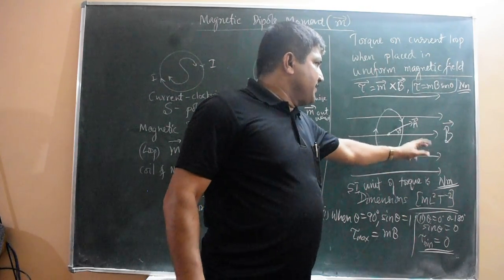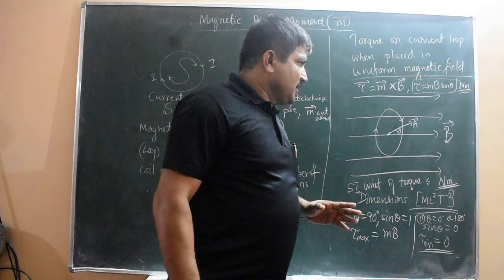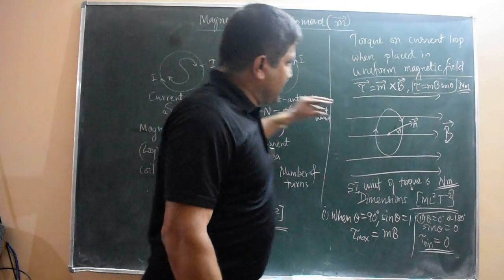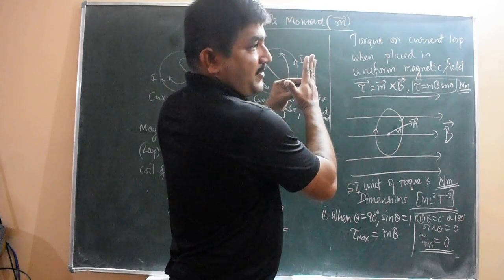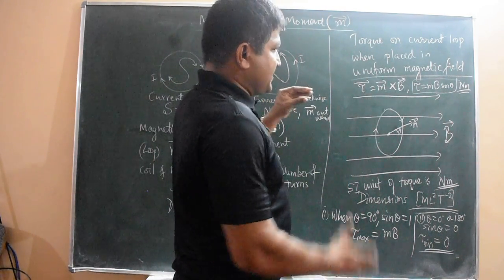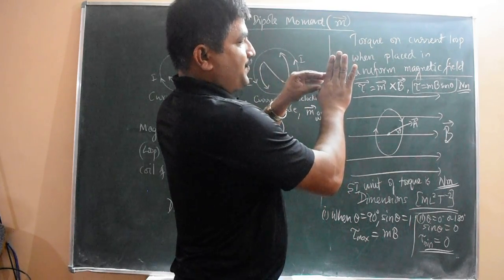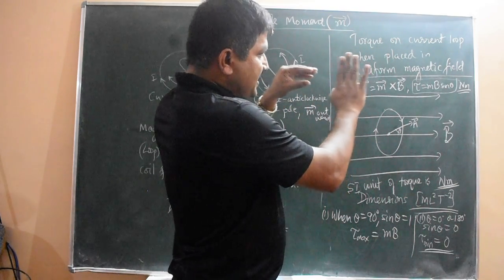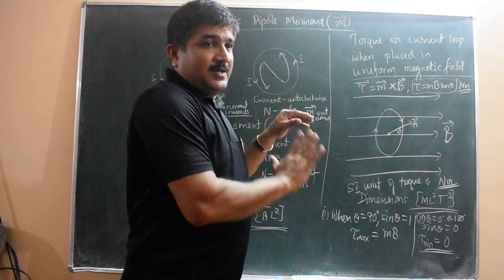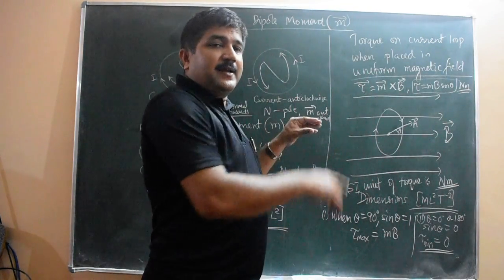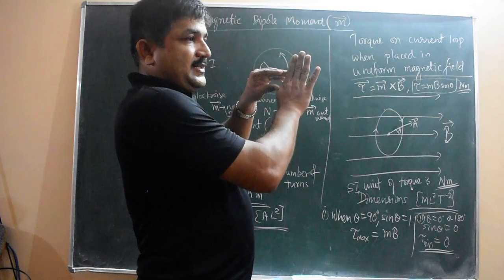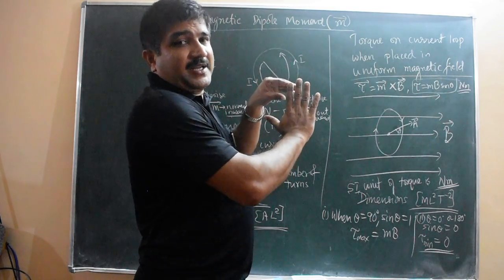Angle between A and B is 90 means, this is the field direction, the loop must be placed this way, so that theta is 0. So minimum torque in this situation. And maximum torque is like this. The surface is in the direction of the field. The surface or current carrying loop is placed along the field direction.